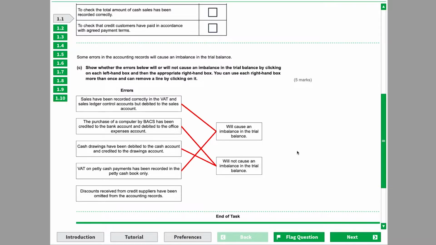The last one then, discounts received from credit suppliers have been omitted from the accounting records. Well, if the transaction was completely missed from the accounts, that would certainly not cause an imbalance because there's been nothing entered into the account at all. So although it's an error, definitely not one that would be picked up by the trial balance. Excellent. And that concludes task 1. Nothing too bad there, I don't think, fairly straightforward. So let's get straight into task 2.